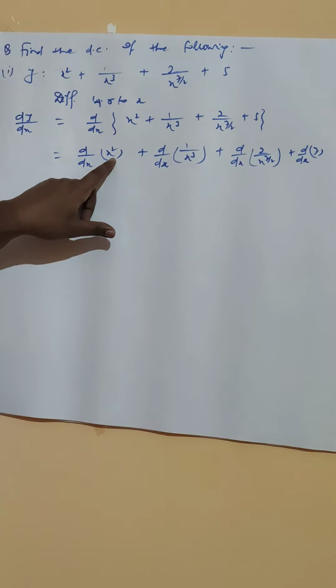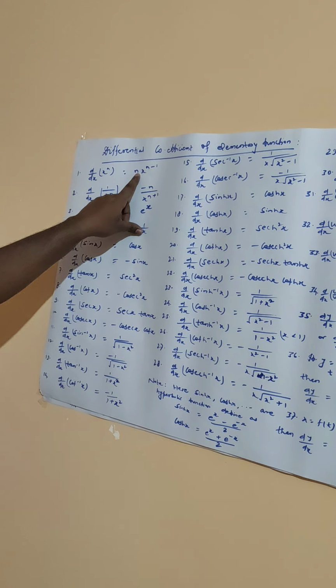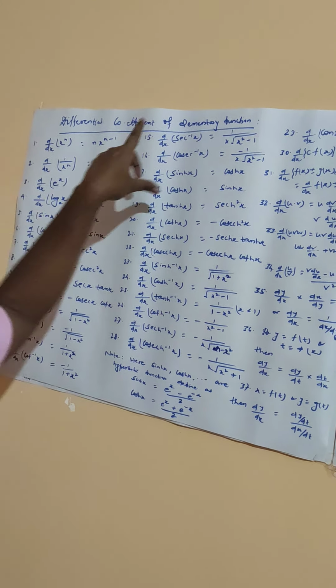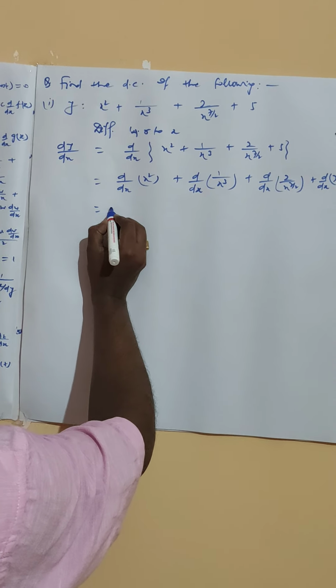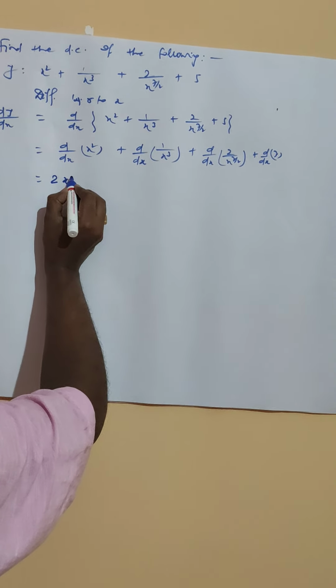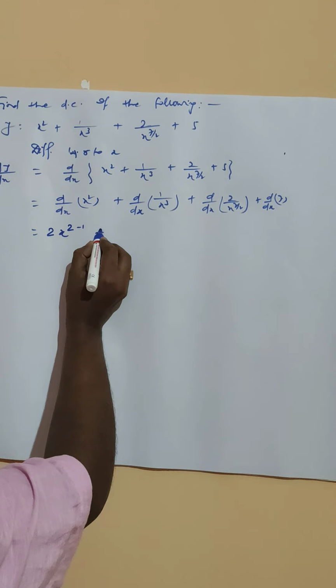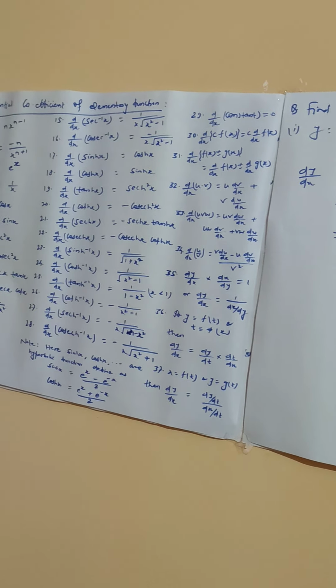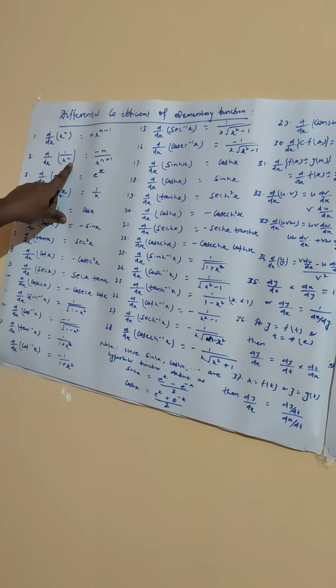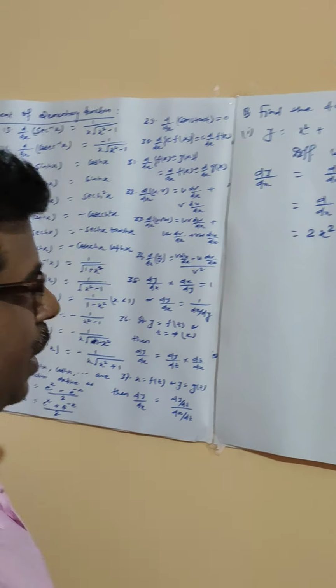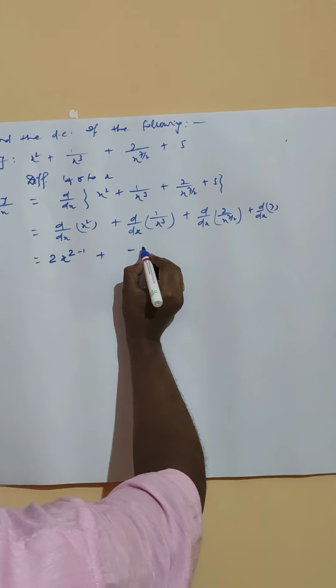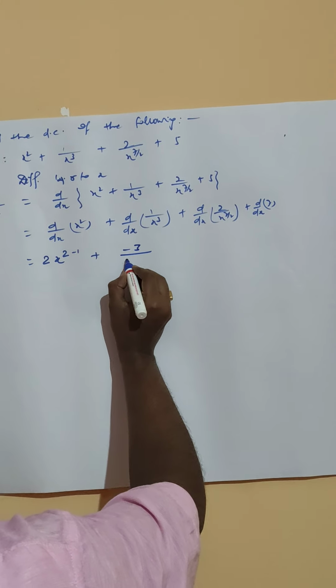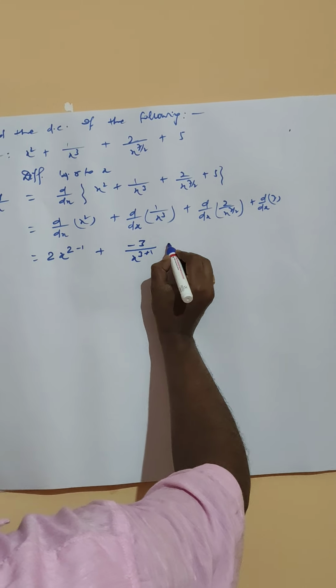Now d by dx of x square. Here it is x raised to n, so we can use this result: d by dx of x to the power n equals n x to the power n minus 1. Here n is 2, so we can write 2 x raised to 2 minus 1, plus the next term, 1 by x raised to 3. This follows the result for 1 by x raised to n, which is minus n divided by x raised to n plus 1. So here n is 3, giving minus 3 by x raised to 3 plus 1.